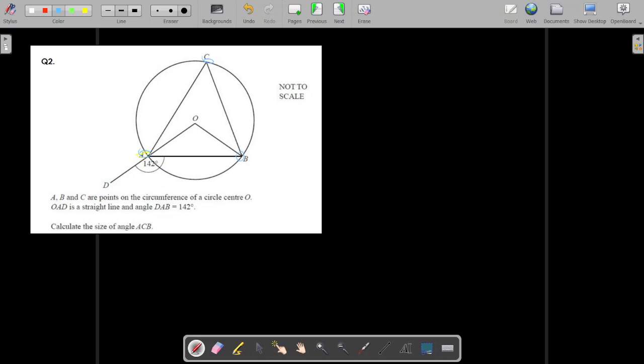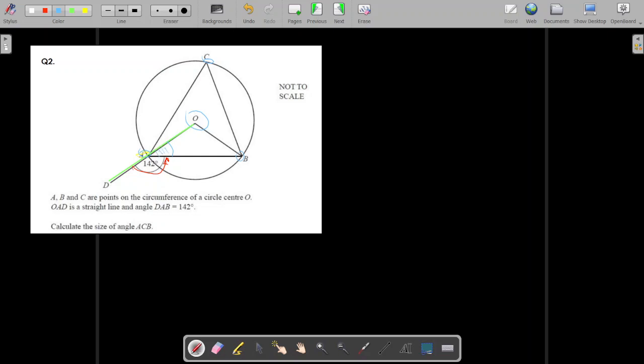It said also that O is representing the center of the circle, and OAD is a straight line, and the angle DAB is 142. So OAD means he's talking about this straight line, and it says that this straight line makes an angle of 142 with this side. Since this is part of a straight line, I can figure out this angle here, because this is what is left of the 180.